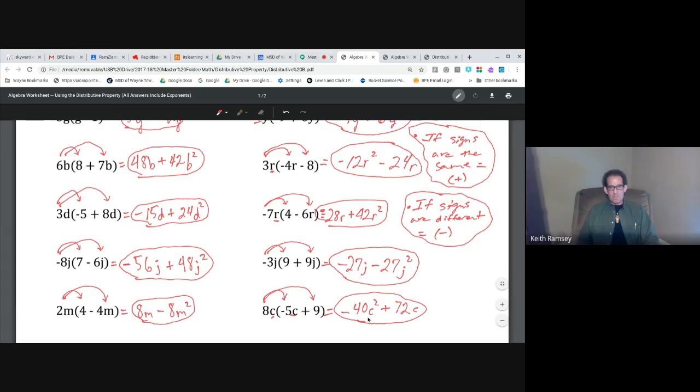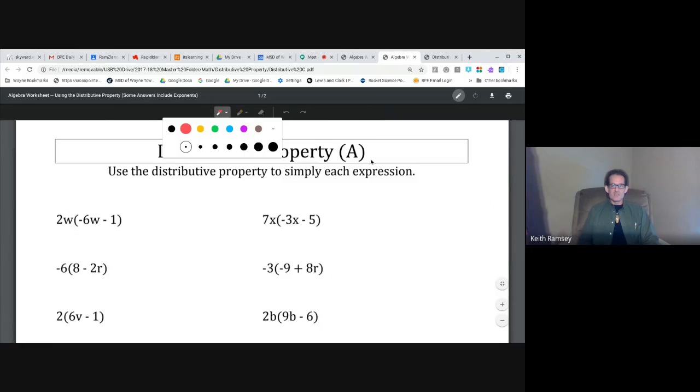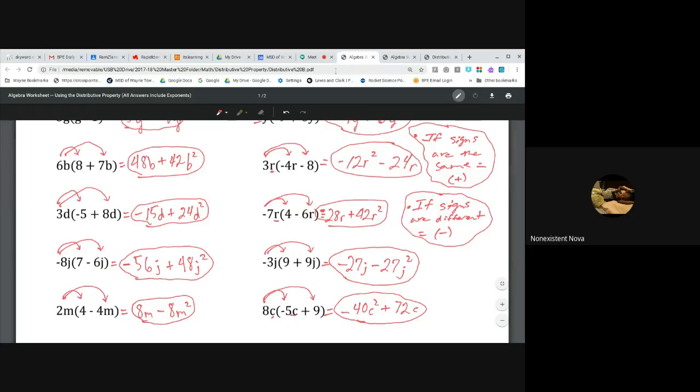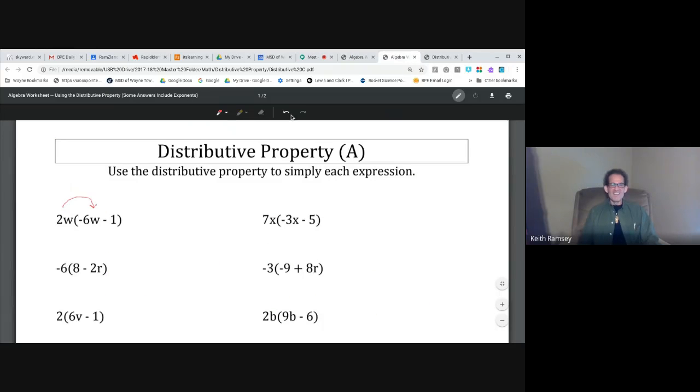Okay? All right, let's pull up another document that looks just like this. It has some different questions. I have a 2w times a negative 6w. Can all of you see this new document I just pulled up? Okay? Yeah. Okay. I want to double check.